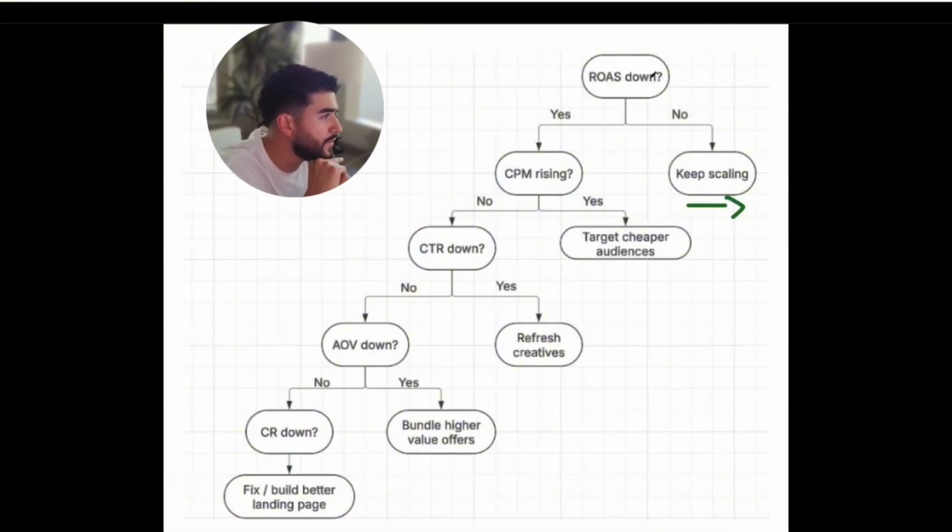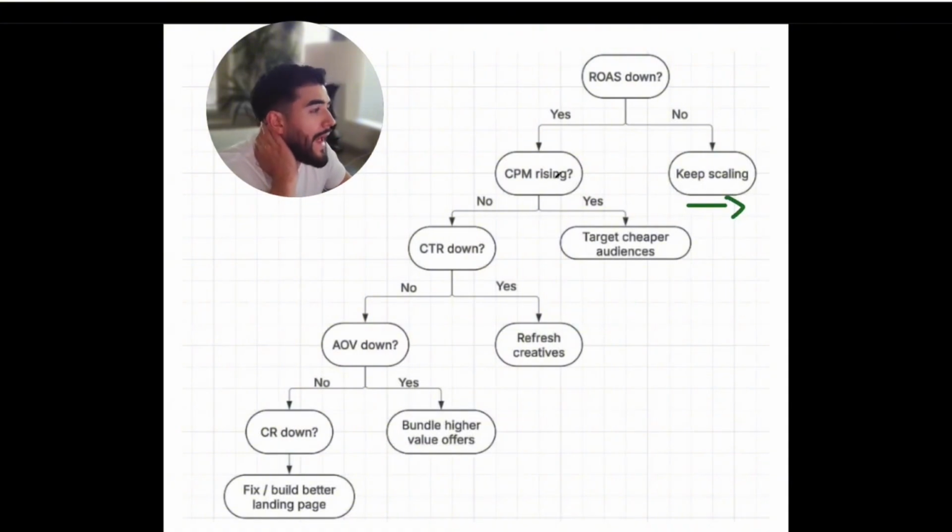So first things first, ask yourself the starting question: is your ROAS even down, right? If it's not, keep on scaling. You're going to reach a point to where your ROAS does decrease, and you're going to have to confront your unit economics and understand what your actual break-even ROAS needs to be for profitability. So just keep scaling for now. You're in a good spot.